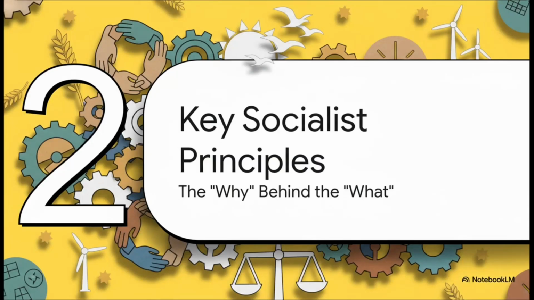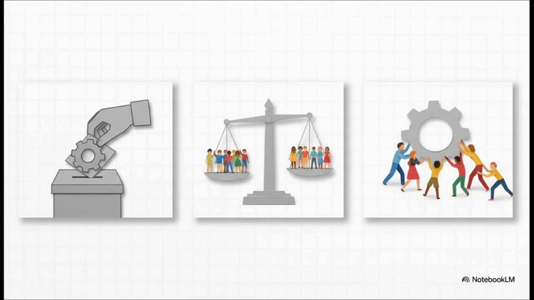So now that we know what socialism proposes, that idea of social ownership, let's dig into the why. What are the underlying goals and values that are really driving this idea? So, what problems are socialists trying to solve with this big idea of social ownership? Well, it generally comes down to three main goals: achieving what they call economic democracy, creating a more equal society, and encouraging cooperation instead of just constant competition.